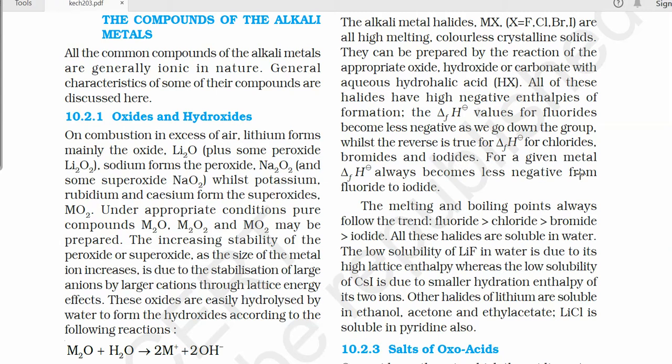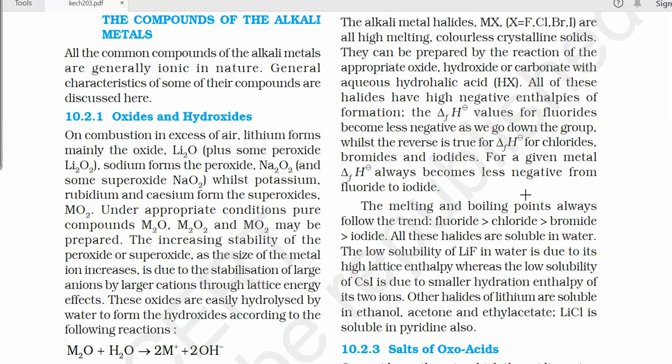For a given metal, formation enthalpy always becomes less negative from fluoride to iodide. We will see that here. The melting and the boiling point always follow the trend, that is, fluorides will have a higher melting point in comparison to the chlorides, the bromides, and the iodides. All these halides are soluble in water.